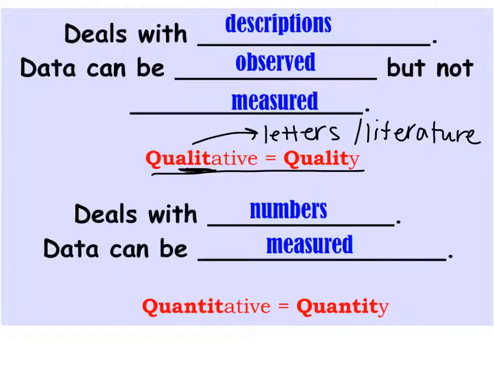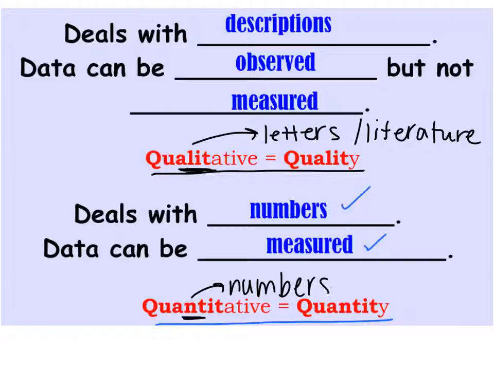The second one is dealing with quantitative data. These are numbers, and it can most definitely be measured. How we help with this one is quantitative deals with numbers. So up here, these are words. Down here, these are the fractions of the probability.